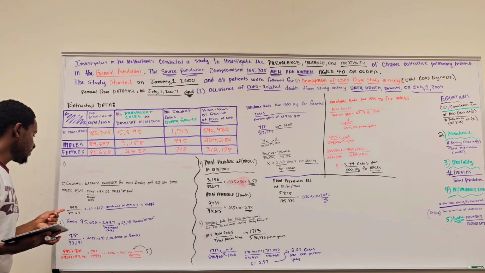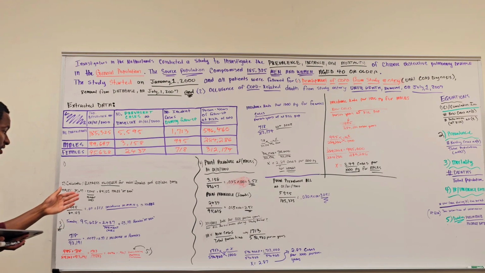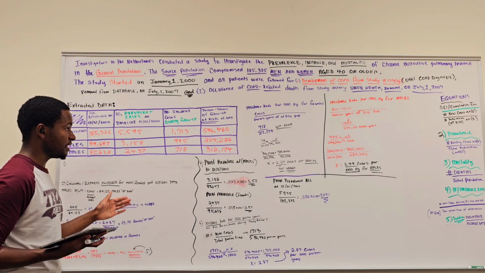So it'll be 995 over 84,102, and it'll give you 0.011, and you multiply times 100 to get your percentage point, which is roughly 1.15% of incidence of COPD in males.